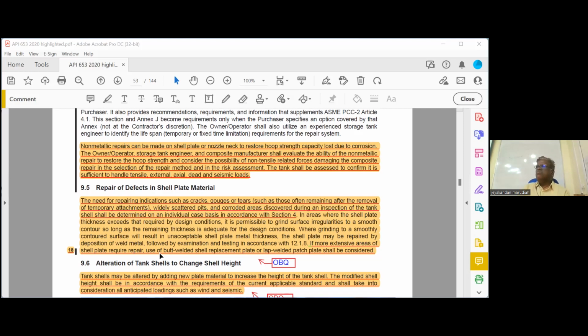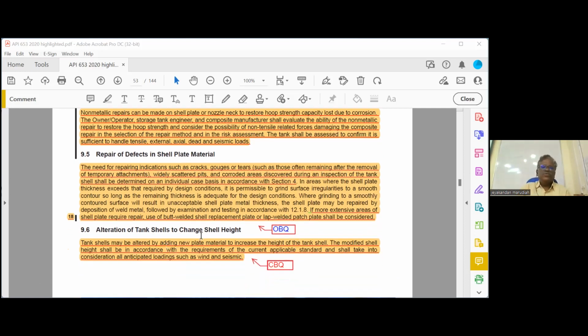Suppose you have many cracks in a shell plate, or a severely corroded large area. Instead of repairing each and every area, it is better to replace it or put a full patch. This is important; it was asked in the exam. During inspection, the inspector noted there are many cracks in a shell plate. Which of the following is a corrective action? Replace the plate.